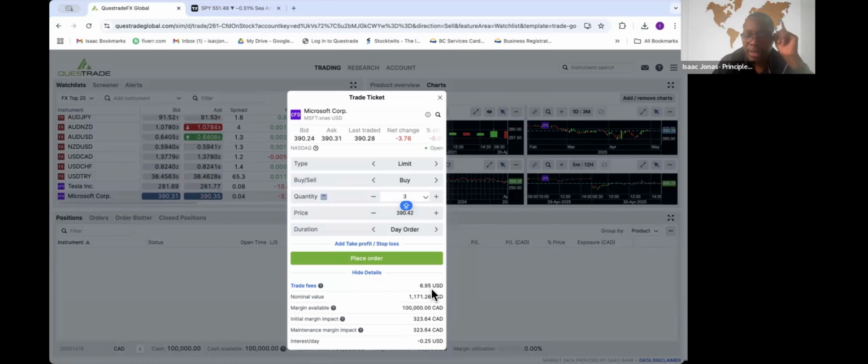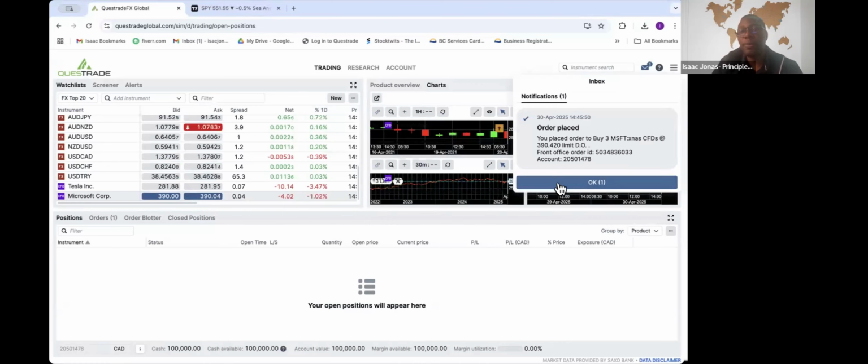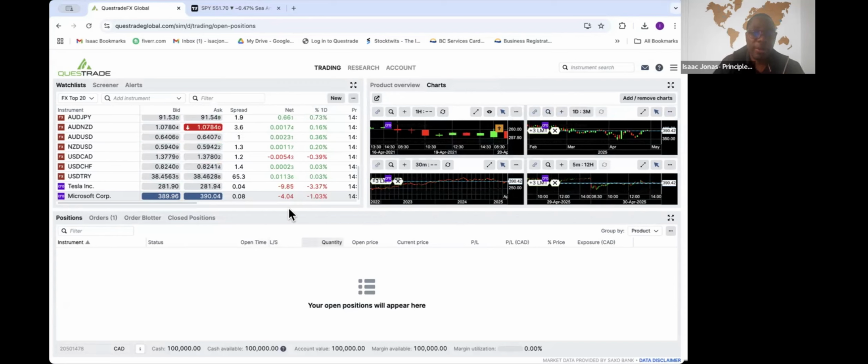This is very important when choosing a brokerage account: you want a broker with lower fees, because $6.95 is a big percentage relative to the cost. You are investing 1,171 dollars, and almost $7 is gone, right? If you repeat this, you can lose some money. You then click confirm, and the order has been placed. That means I now have 3 shares of Microsoft.